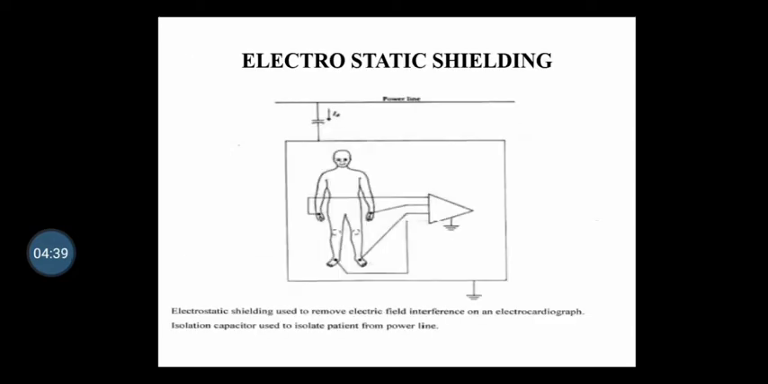First one is electrostatic shielding. In electrostatic shielding, used to remove electric field interference on an electrocardiograph, an isolation capacitor is used to isolate the patient from the power line. Through this capacitor, the unwanted electromagnetic interference gets eliminated or bypassed. In that manner we are going to protect our measuring system from any electromagnetic interference.